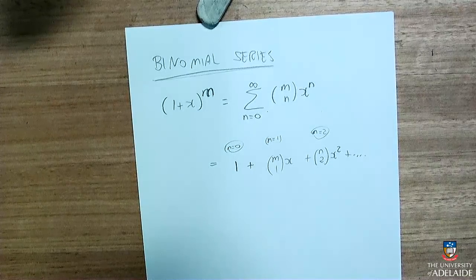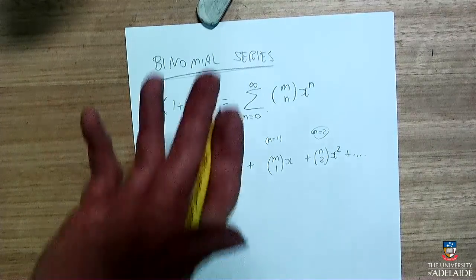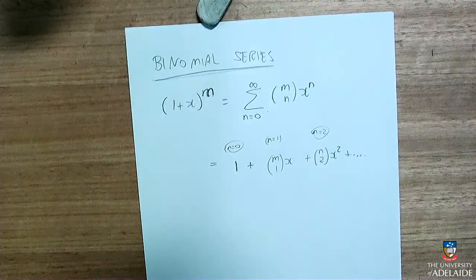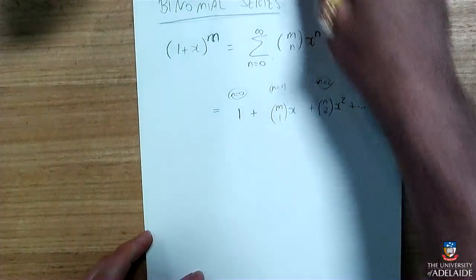Sorry? Okay. Now, this is lovely. But the fun thing is that we can do it even when m isn't a whole number, even when it's negative. Yay! Okay.